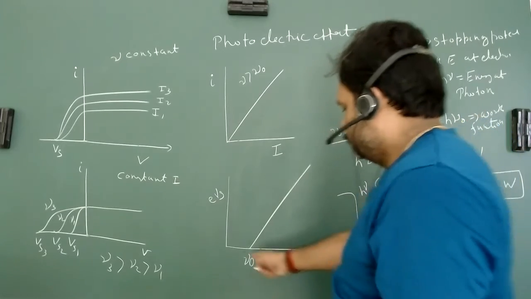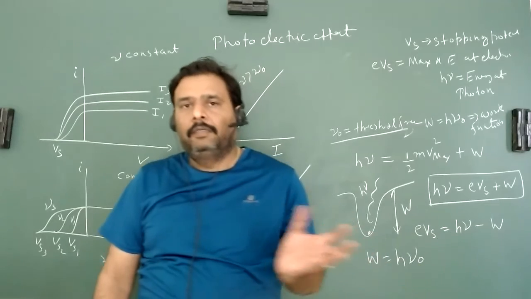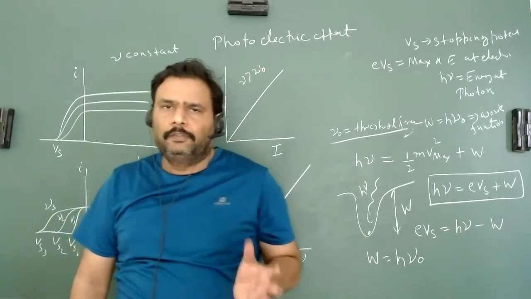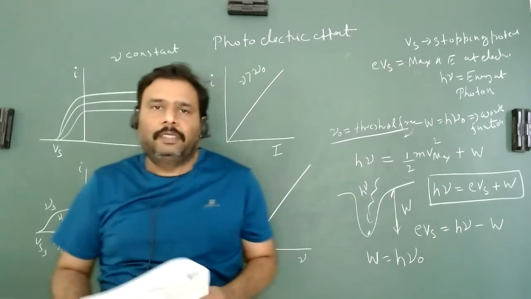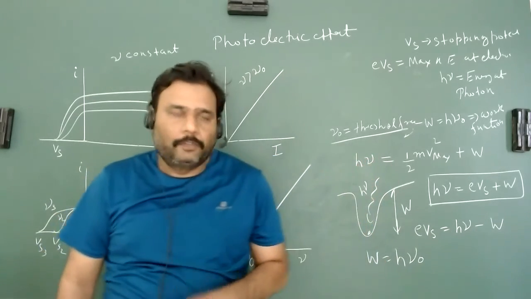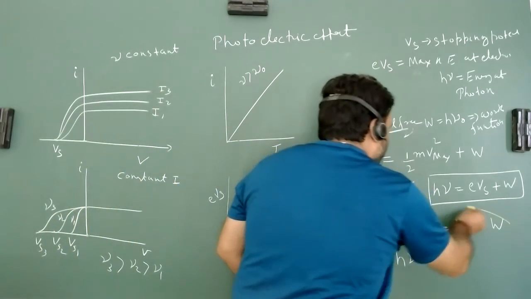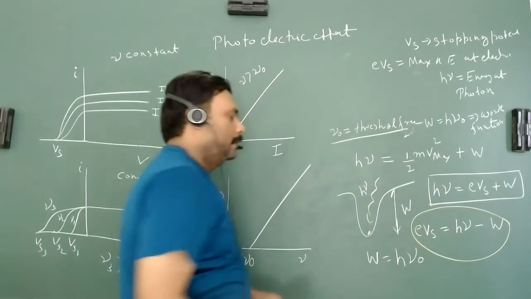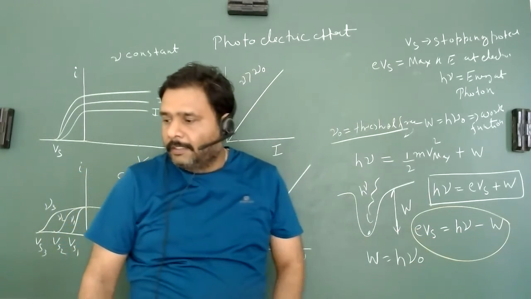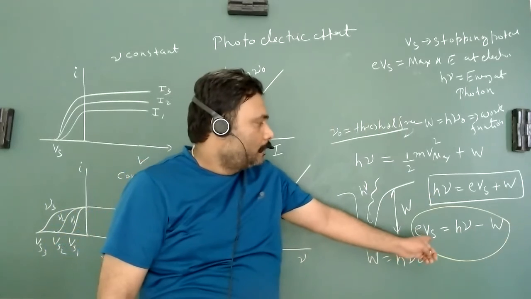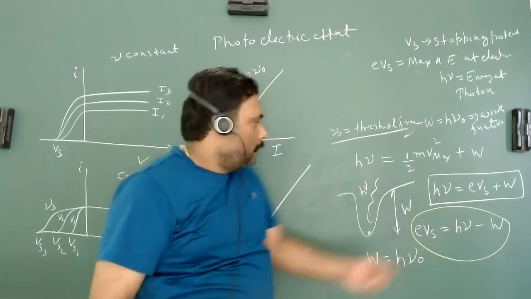And this is all about nu naught. So nu naught is the minimum frequency for which we can get the photoelectron. So this is the minimum frequency at which we can get a photoelectron. For solving problems of the photoelectric effect, this is the most important formula, and this formula can sometimes be written in terms of stopping potential, and sometimes in terms of maximum kinetic energy. I am writing this formula again here.